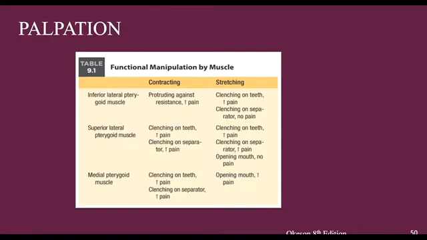Functional manipulation of the superior lateral pterygoid muscle. On contraction, clenching of the teeth increases pain. That means the muscle is the source of pain. And on stretching, clenching of the teeth increases pain, but on separating and opening the mouth, there is no pain. This is how we differentiate it from the medial pterygoid muscle.